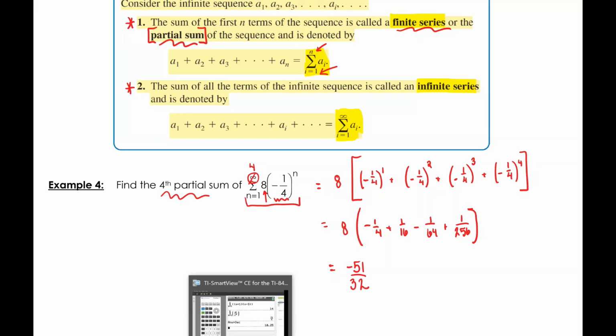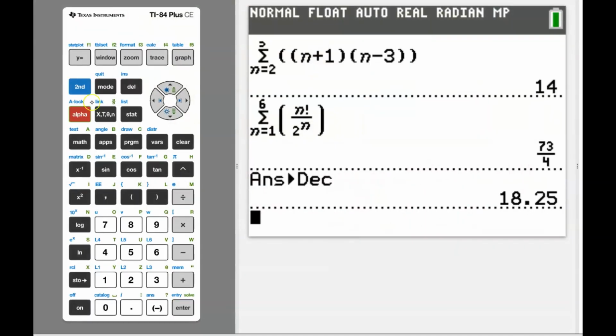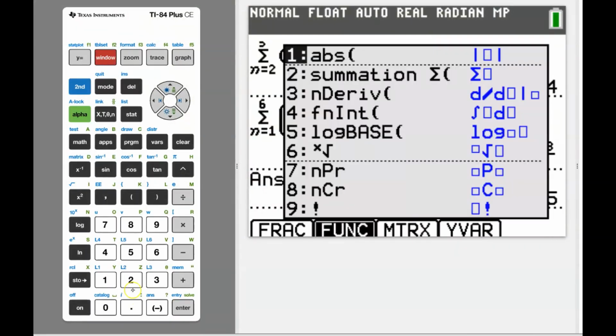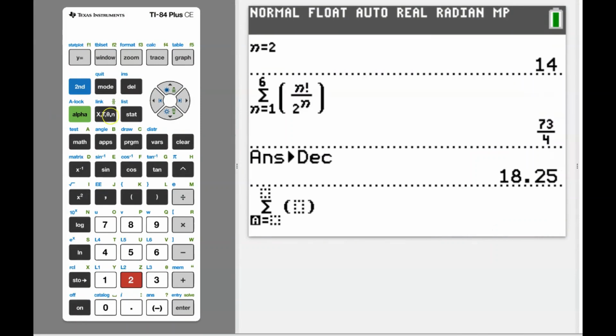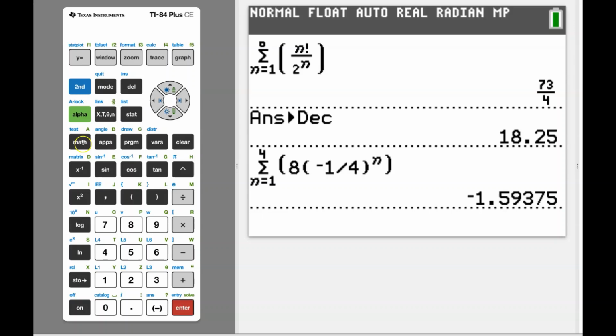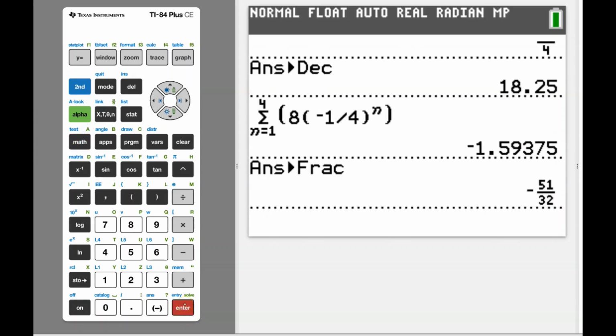Okay, and then again, we can always do this on the calculator as well. Let's just confirm our work. Grab your summation command. We're starting at n from 1 to 4. Then we had 8 times the quantity negative 1/4 to the n power. Let's see how we did. Okay, we have no idea what that is. Let's go to the fraction version, and voila.